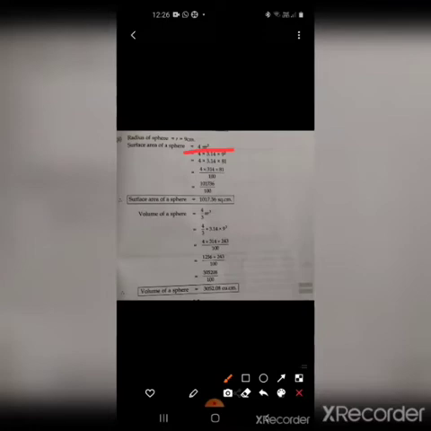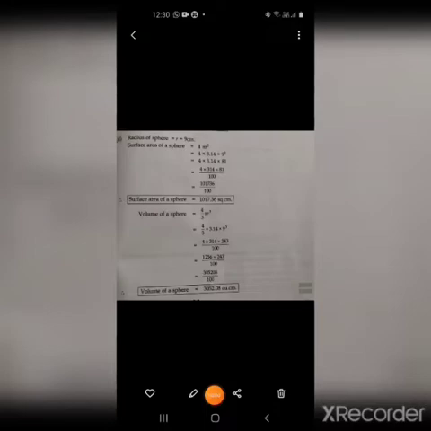Normally it happens that when r is in terms of 7, we use 22 upon 7, or for other numbers we use 3.14. So here we are using 3.14. So 4 pi r square, 4 into 3.14 into 9 square, and the ultimate answer, when you calculate all with decimal fraction, will be 1017.36 square centimeter.